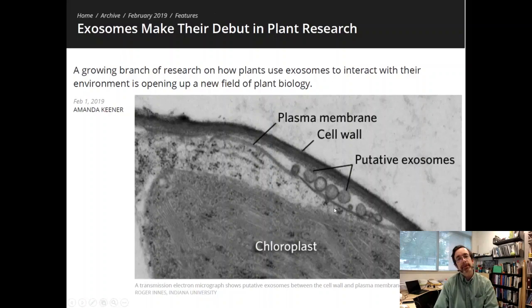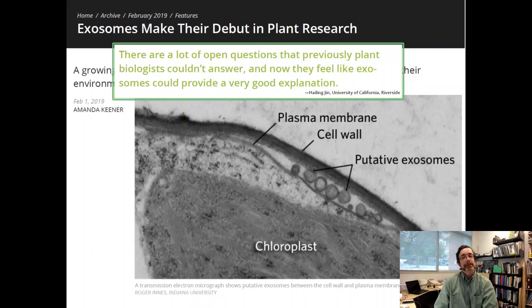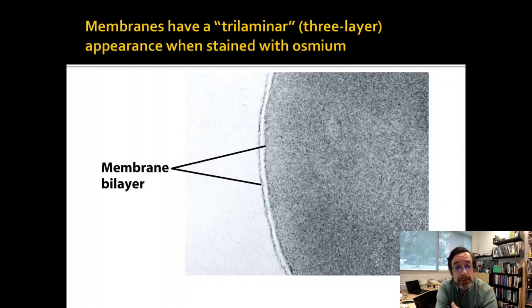There are scientists who are staking their careers on this right now, doing a lot of work with exosomes to try to figure out what plant biology would look like. There are a lot of open questions, and now they feel like exosomes could provide a very good explanation. I think, honestly, if you read between the lines here, this has a proper amount of skepticism. Exosomes definitely form spontaneously. Could they be accidentally forming, or are they deliberately used by the cell? Who knows?